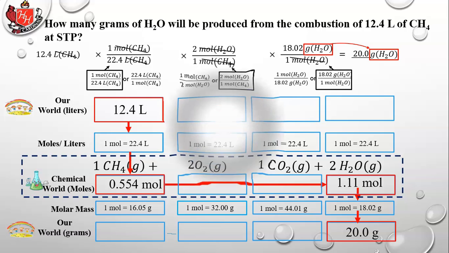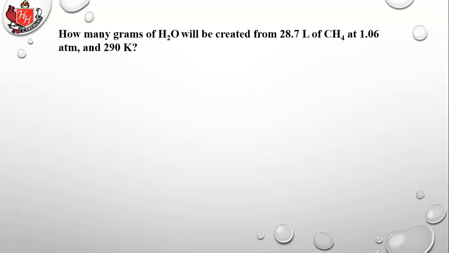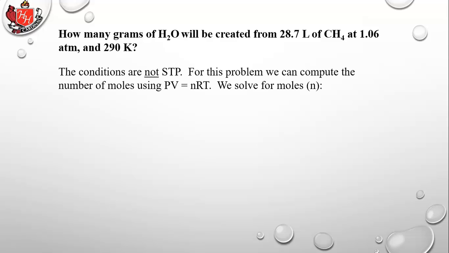Okay, now let's do one where it's not standard temperature and pressure. So how many grams of H2O will be created from 28.7 liters of CH4 at 1.06 atmospheres and 290 Kelvin in temperature? So the conditions are not STP. For this problem, we can compute the number of moles using PV equals nRT. So we solve for the number of moles, so there's the original equation. And you're going to solve that for n. You get n equals PV over RT.